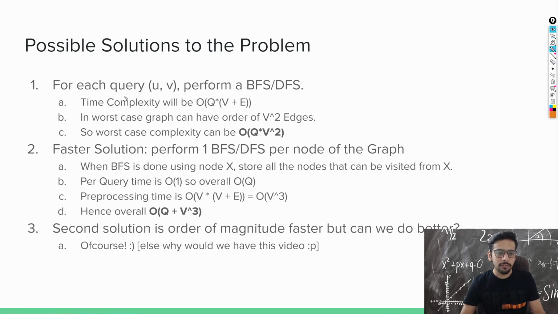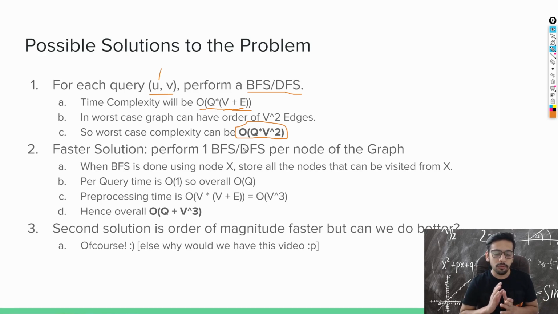So the first solution is that for every query I'll just perform a BFS or DFS. So let's say the query is u comma v. Starting from u, I'll perform BFS, and the complexity of BFS is V plus E. Since I have Q queries, overall complexity will be Q times the complexity of BFS. And since E can be up to V squared, it ends up being big O of Q times V squared. Now Q can be very large. So we'd like to remove this Q from the factor of multiplication into V squared. Let's try a better solution.